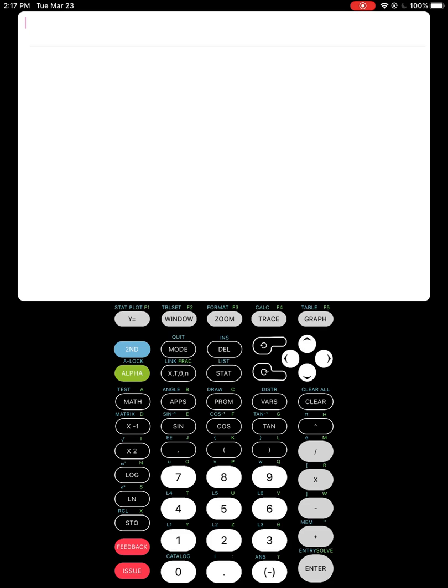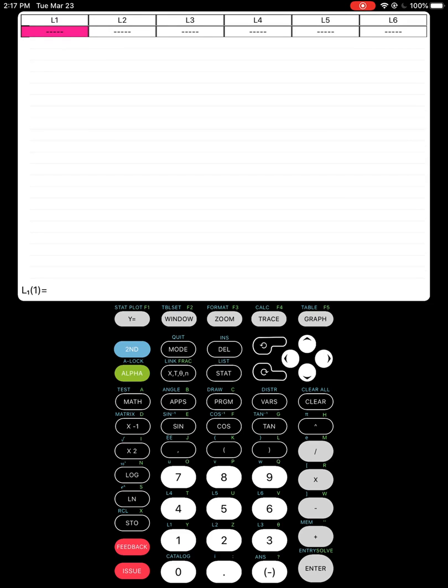Our first step is going to be to hit the stat button. It's right here next to the variable button. You've got second, alpha. If you look at the green button, go 2 buttons over, and that's stat. Once you've hit stat, you can hit enter or 1, because we're going to enter or edit the list. We're going to create our table.